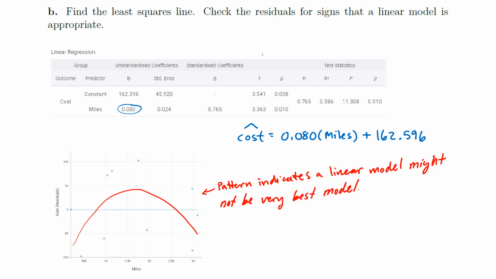But that also doesn't mean that it's completely worthless either. So we might also say, okay, maybe it's got a little bit of a pattern to it, but I'm going to go ahead and still use my line to make predictions, and we just understand that it's maybe not perfect. Nothing is a perfect fit for messy data like this, but it's not as good of a fit as maybe we would hope.